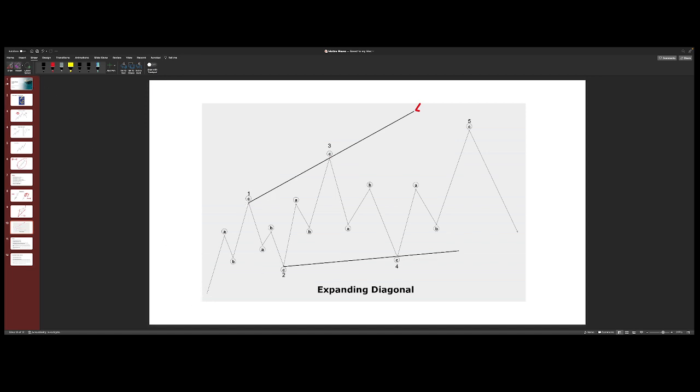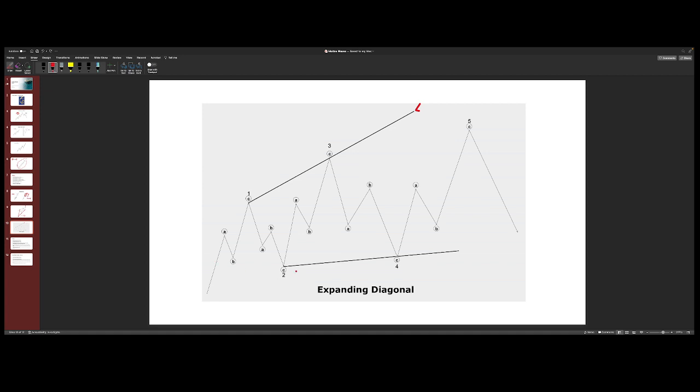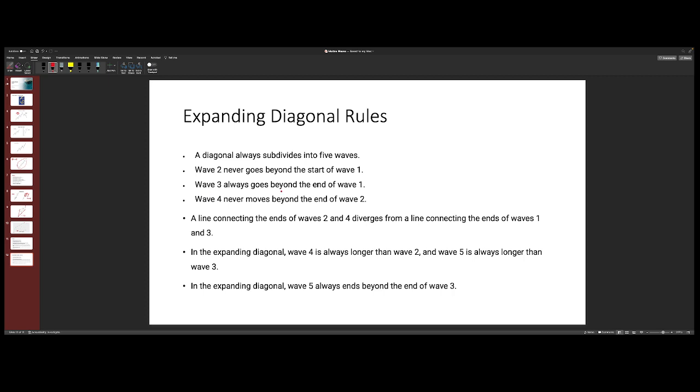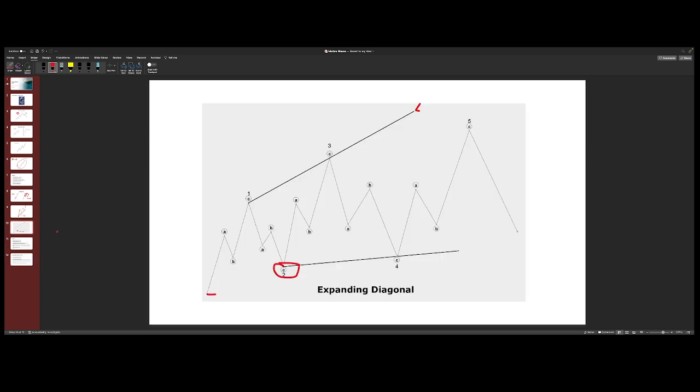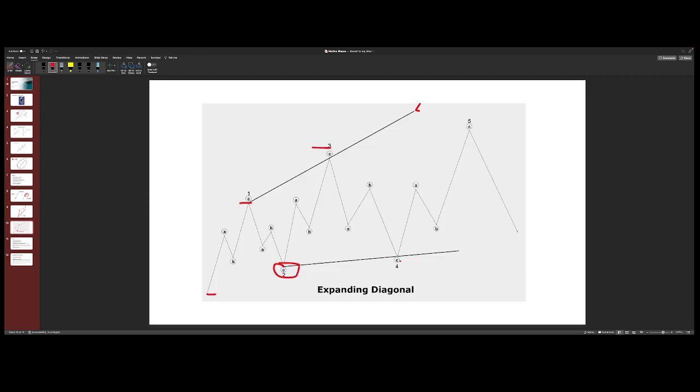So we always have a 5-wave structure: 1, 2, 3, 4, 5. Wave 2 never goes beyond the start of wave 1. 2 never goes here. Wave 3 always goes beyond wave 1. Wave 3 always goes beyond here. Wave 4 never moves beyond the end of wave 2. Wave 4 doesn't go beyond here.